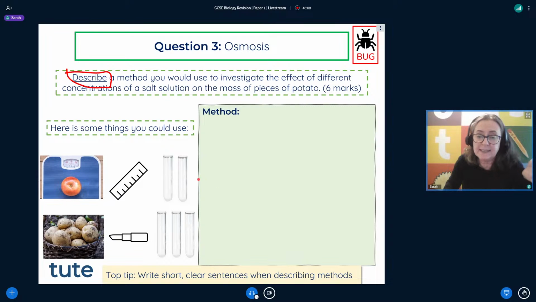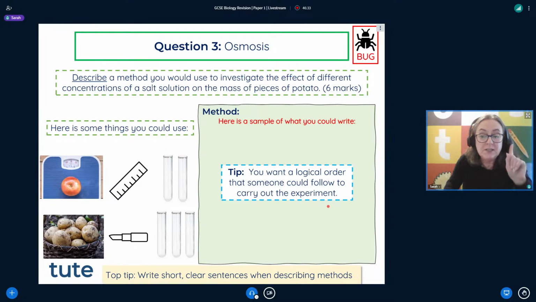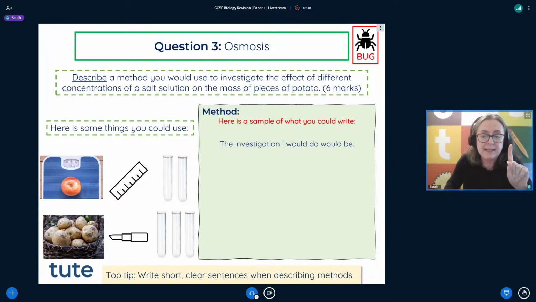So if you're carrying out this experiment to look at the effects of different concentrations of salt solution, which could radically alter the movement of water in and out of your cells, then this is the sort of equipment you could use: a weigh balance, a ruler, test tubes for all your different concentrations of salt solution, a knife to cut up your potato samples. Okay, so like I say, write short, clear sentences when describing methods. And here's a sample of what you could write. Remember, somebody should be able to read these instructions and follow them if they were doing the experiment themselves.